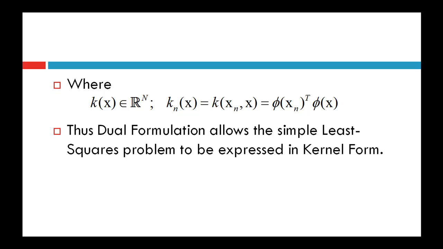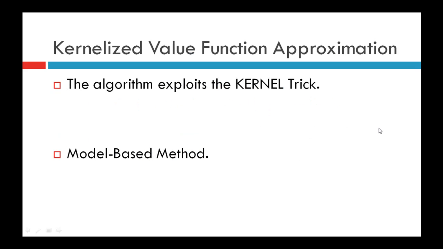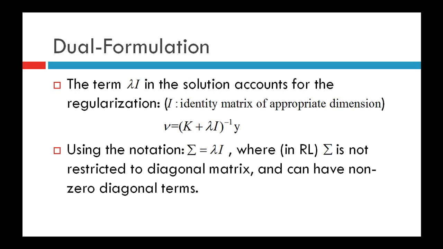So the dual formulation allows a simple least square problem to be expressed in the kernel form, and hence we can utilize the power of the kernel trick. So here are some facts about the kernelized value function approximation algorithm. The first thing is that the algorithm exploits the kernel trick. That's why we have discussed the kernel regularized least square problem and its dual representation. The second thing is that it is a model based method. It is used for prediction problems, not for the control problem. It computes the value function for states and not the state action value function.